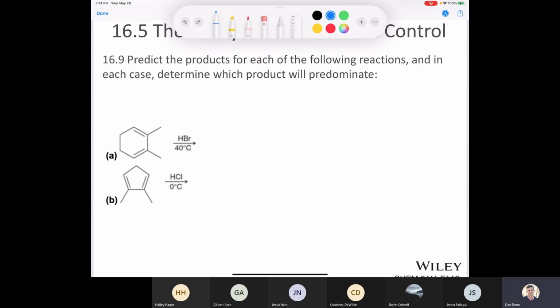And what I want to do now is take a break and we'll pause the video and the recording. And then when we come back, we're going to take a look at these 2 problems.